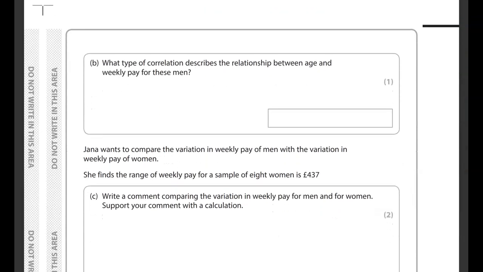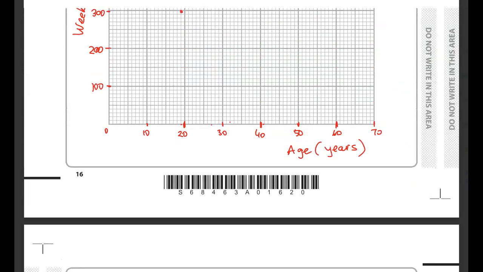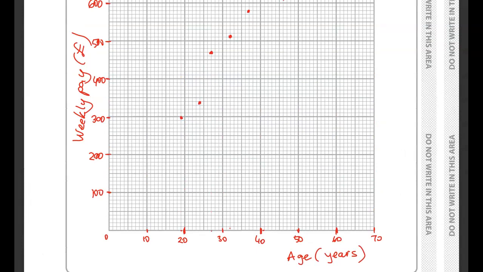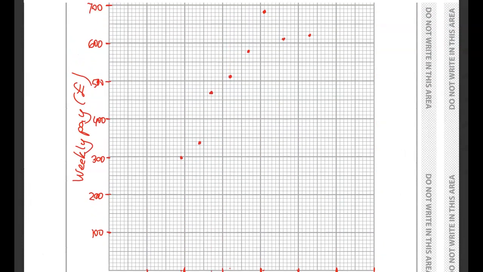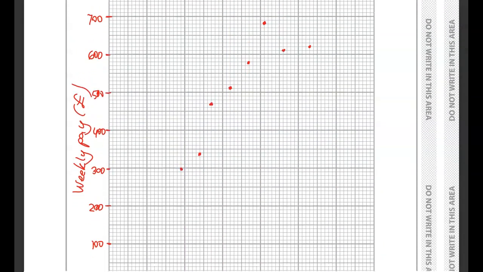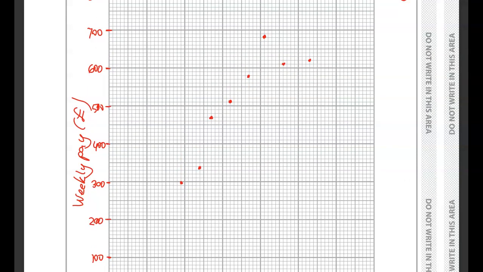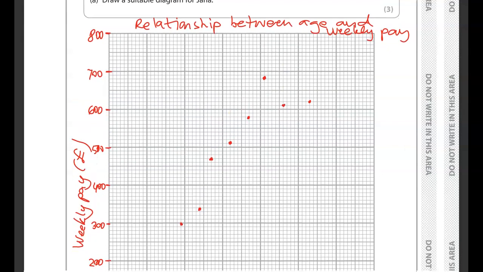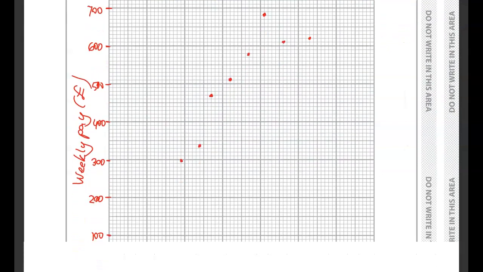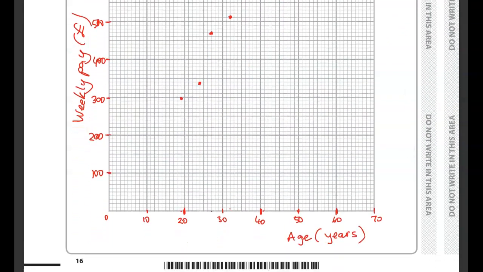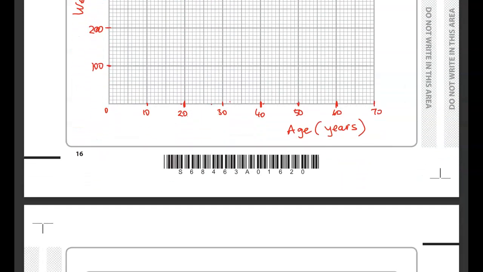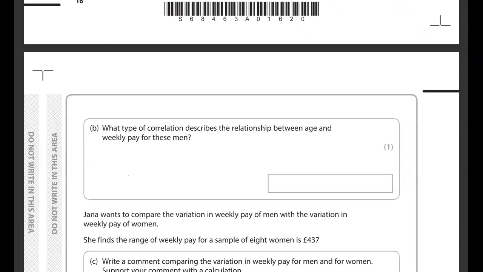What type of correlation describes the relationship between age and weekly pay for these men? As you can see, the higher the age, the higher the pay. So it's a positive correlation. It's actually a strong positive correlation. So let's just say positive here.